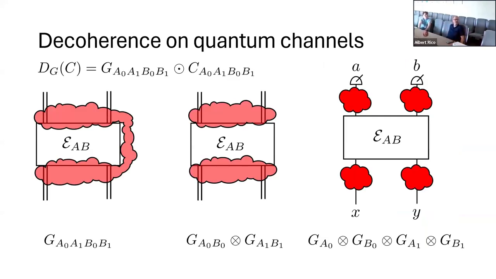But maybe I think about decoherence in a slightly different way. I think of the quantum channel taking some time to implement, and decoherence being a physical process that happens while the channel is being implemented. These quantum channels don't get applied to states instantly. What happens is you do something, and it takes time. So decoherence acts not just before and after the channel, but also acts on the system as the channel is being applied.